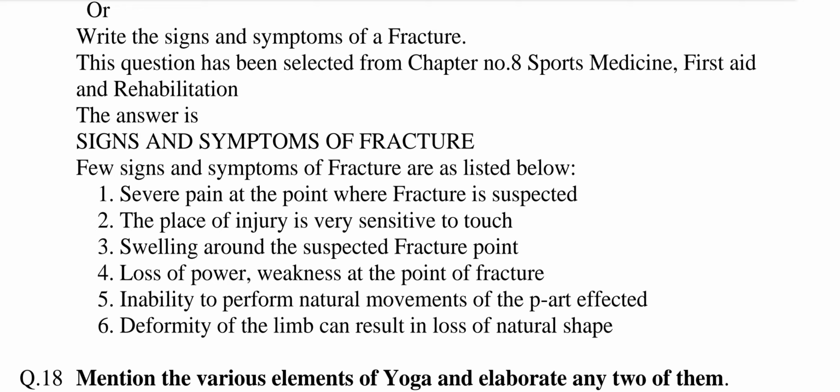Number 1. Severe pain at the point where fracture is suspected. 2. The place of injury is very sensitive to touch. 3. Swelling around the suspected fracture point. 4. Loss of power, weakness at the point of fracture. 5. Inability to perform natural movements of the part affected. 6. Deformity of the limb can result in loss of natural shape. Question number 18.